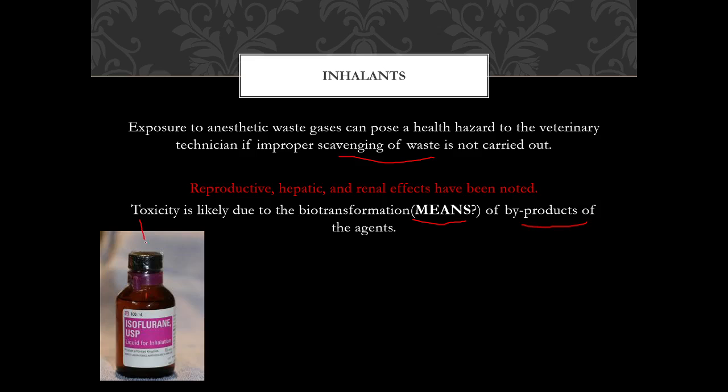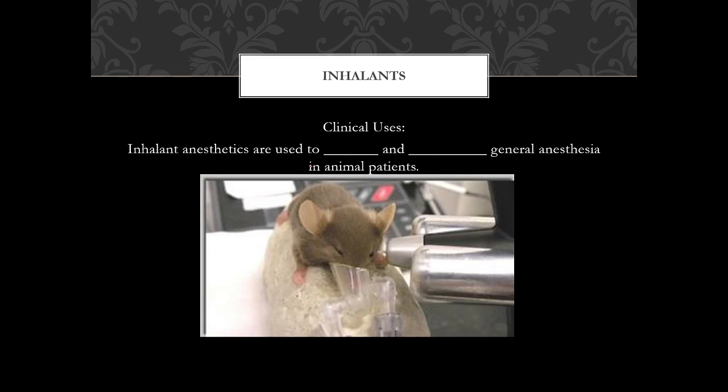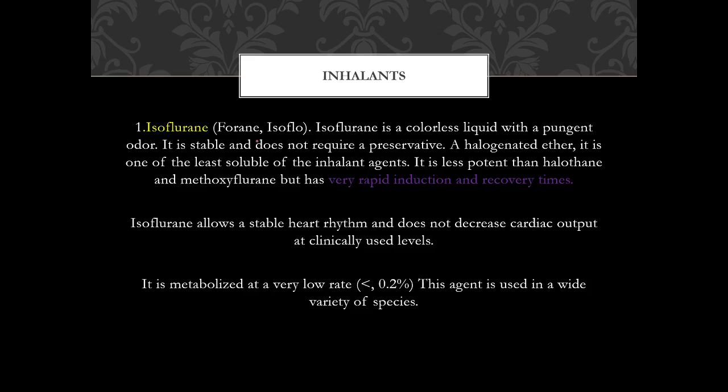So here's an example of isoflurane, which has a low MAC, a low partition coefficient, but it requires a higher vapor pressure, so we need to have a precision vaporizer for isoflurane. So clinically, we're going to use this to induce and maintain. So induce through mask induction or chamber induction, or maintain general anesthesia in animal patients. Isoflurane. So there are only two inhalants we're really going to talk about.